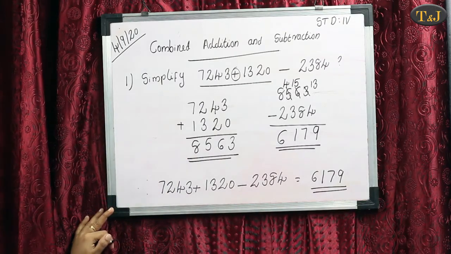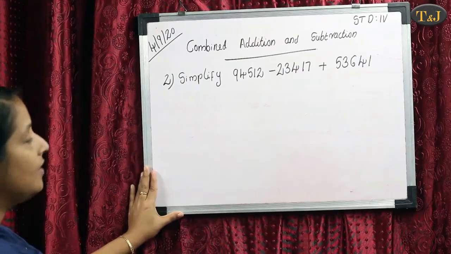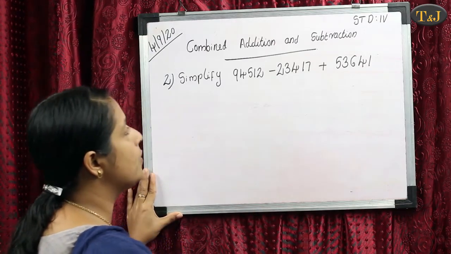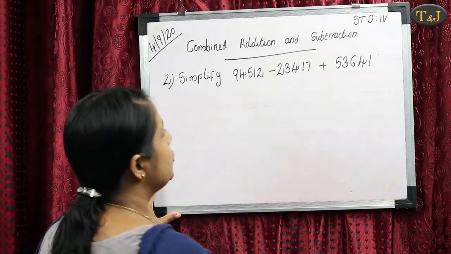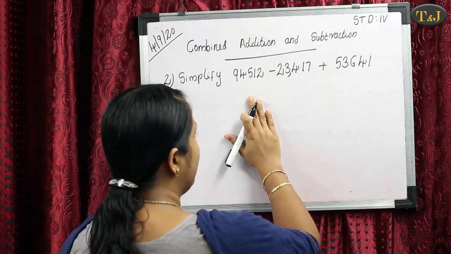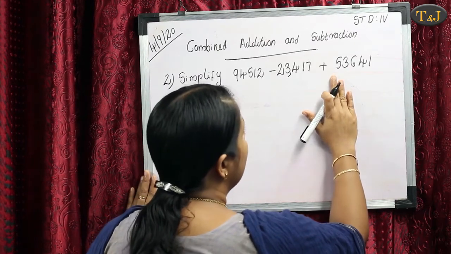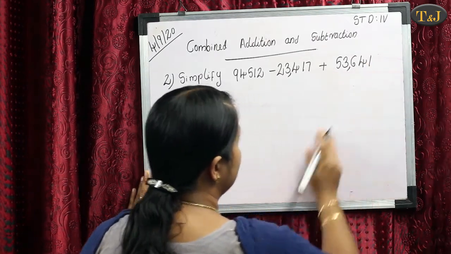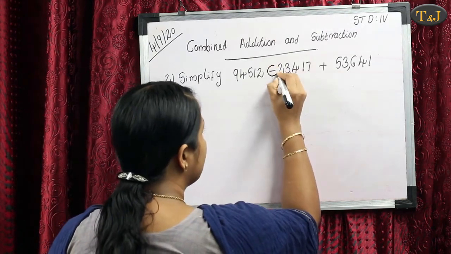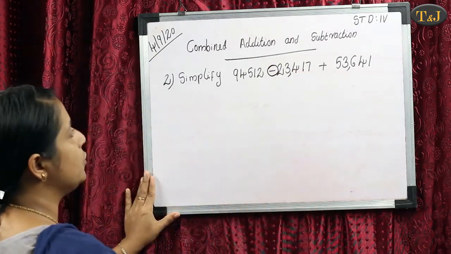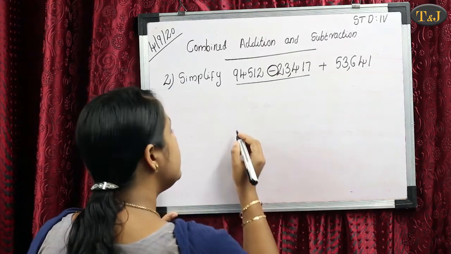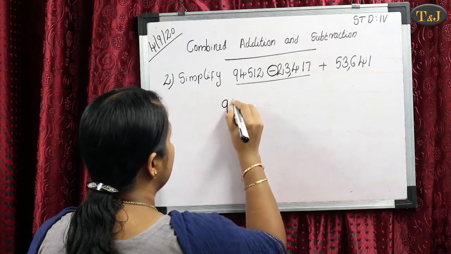Okay, then one more problem. Our second question is simplify 94,512 minus 23,417 plus 53,641. First we are doing which function? We are doing the minus symbol. That's why we have to subtract the number. So write the first two values.